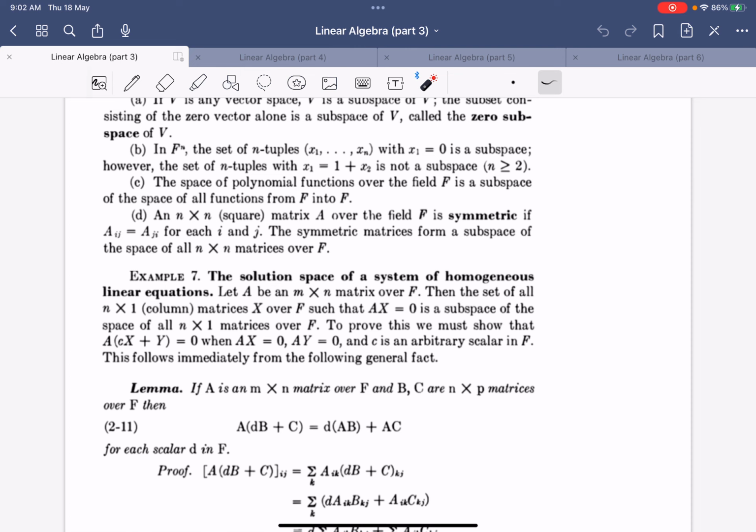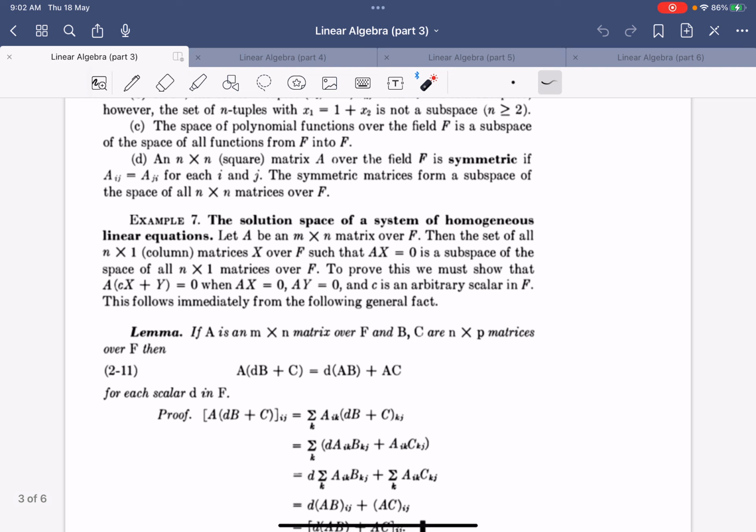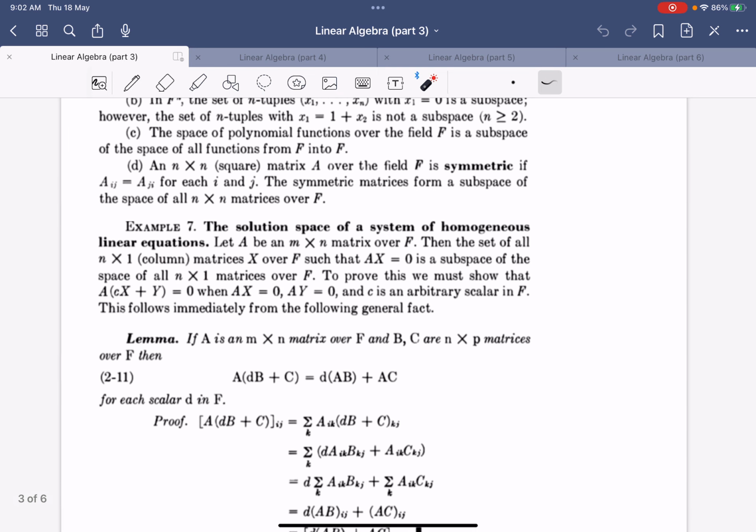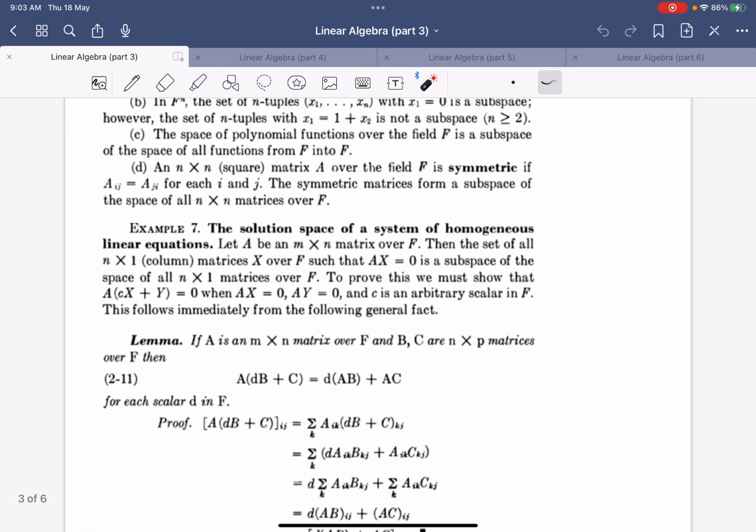Another more interesting property is that we have the solution space for a system of homogeneous linear equations. Basically, you collect together all the column matrices x that satisfy Ax equals 0, and we say that this is a subspace of all the n times 1 matrices over F. N times 1 matrices, you can just think of as Fn. So what you're saying is that the solution space will be a subspace of the total Fn space.